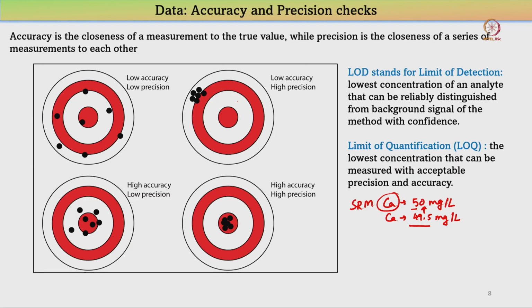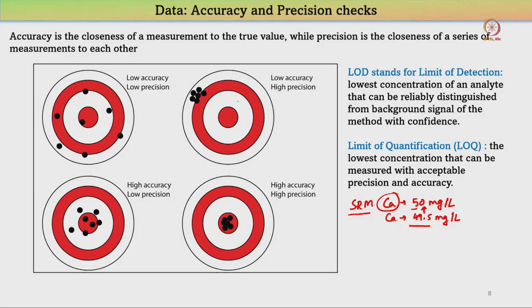So, for the accuracy check, we always measure the external sample, that is, an SRM. Now, what is precision? Precision is when we are making measurements, and they are very close to each other.